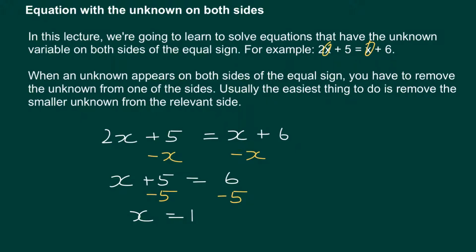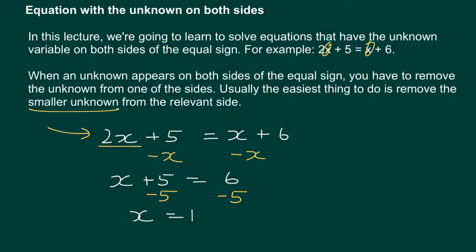In the process, when an unknown appears on both sides of the equal sign, you have to remove the unknown from one of the sides. Usually the easiest thing to do is simply remove the smaller unknown from the relevant side. So let's have a look at the question here. Working with the example 2x plus 5 equals x plus 6, as I said, the easiest thing to do is to remove the smaller unknown from the relevant side.